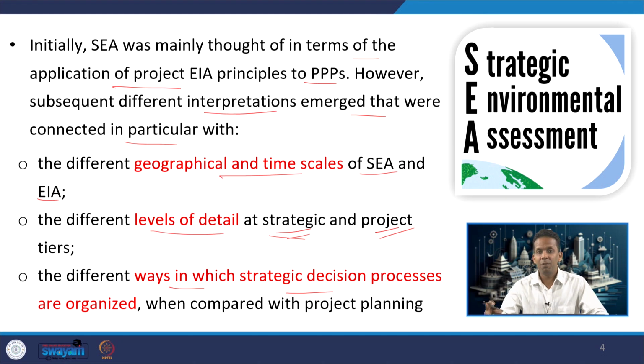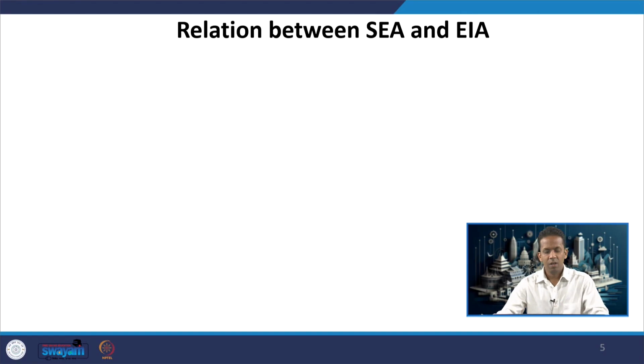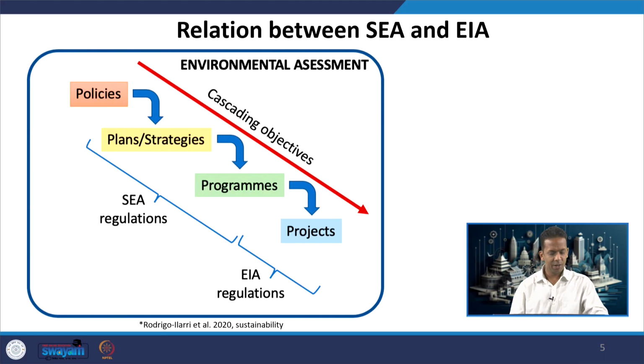It was always strategic planning which started mainly at the top level or the executive level, and then we had operational and tactical planning below that. Project level planning again deals mainly with the project, but the ways in which strategic decisions are taken, and the processes for taking them are organized, are also a basis on which SEA can be differentiated from EIA. If you have to see the relation between SEA and EIA, this simple graph shows it very nicely.